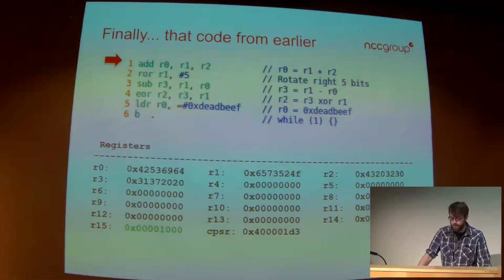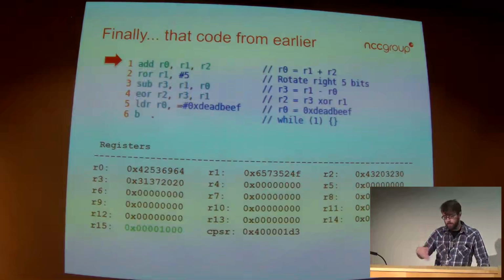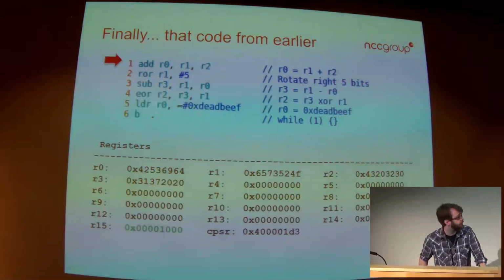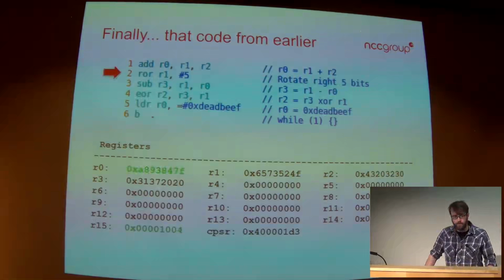So let's see, add R0, R1, R2. The first operand there is the destination, and the other ones are the sources. So we're going to say R0 equals R1 plus R2. So if we execute this, we get some addition. Cool. All right, now we're going to rotate R1 by 5 bits.